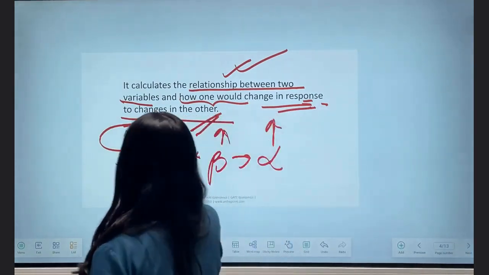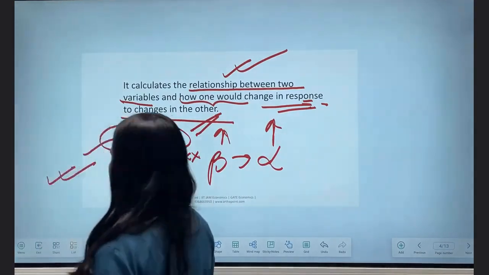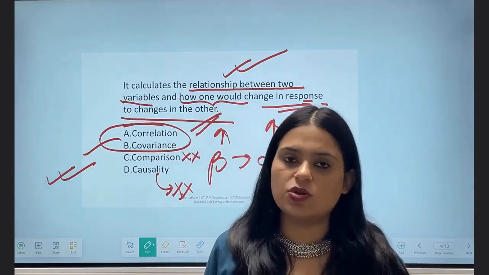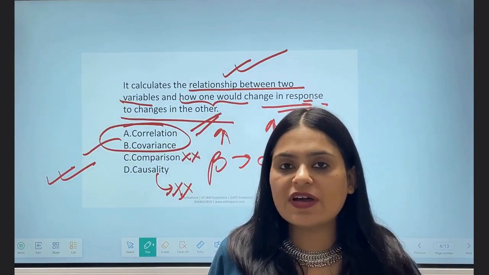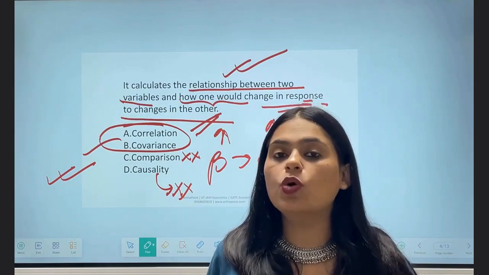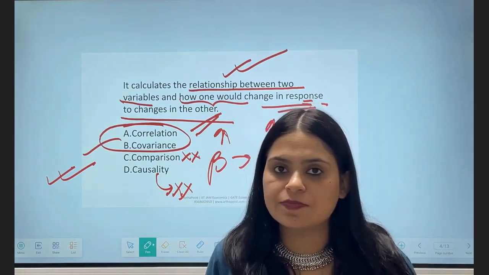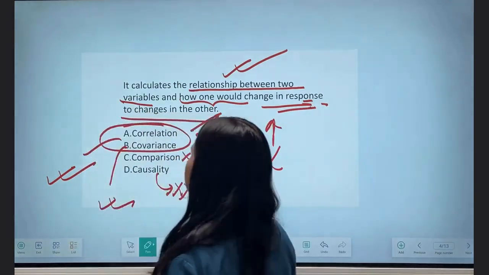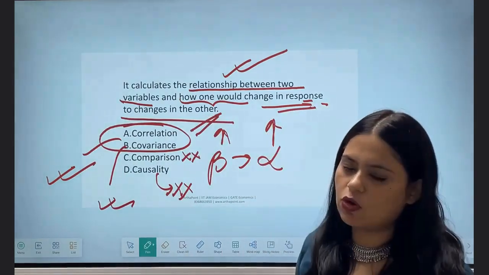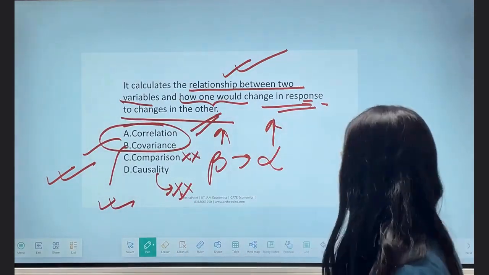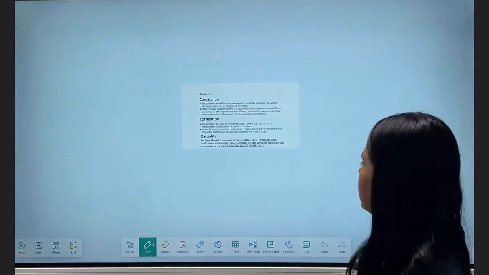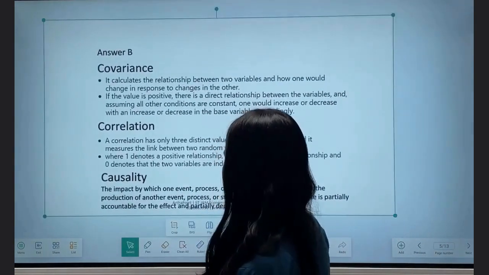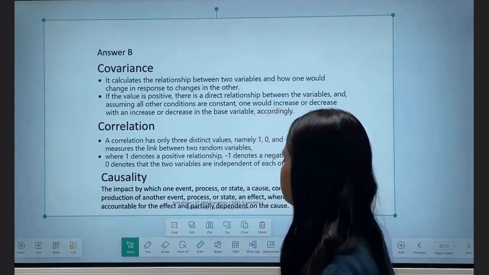Actually speaking, both of them are correct. दोनों ही correct हैं. Correlation is also correct and covariance is also correct. But if I want to define more in terms of magnitude, then I will be going with covariance. But both of them are actually the correct options in this case. So let us just read down the explanation for each of them, beta. So read it out.